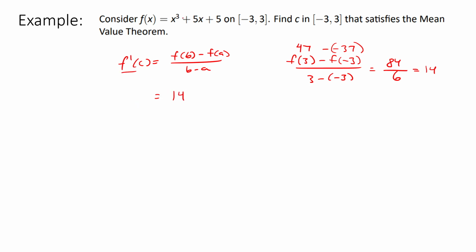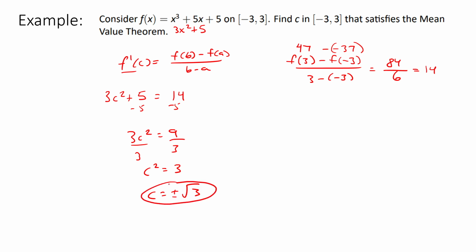And then f prime, well, we know the derivative is 3x squared plus 5, so we're just going to write 3c squared plus 5. And now solve for c. So, right, take away 5. 3c squared equals 9. Oh, this works out pretty well. C squared equals 3. And when you take a square root, just remember there's 2 solutions.